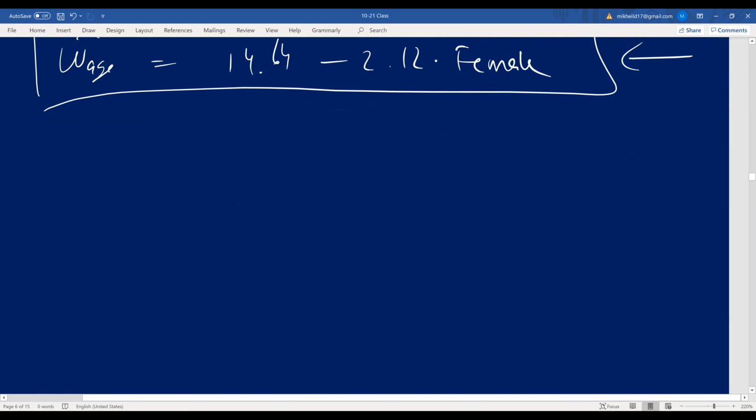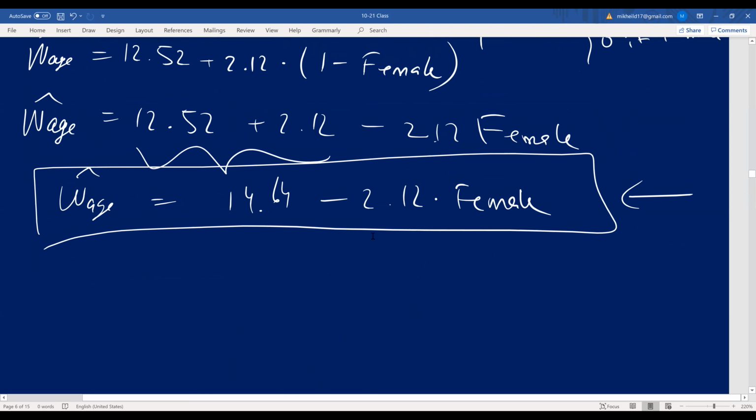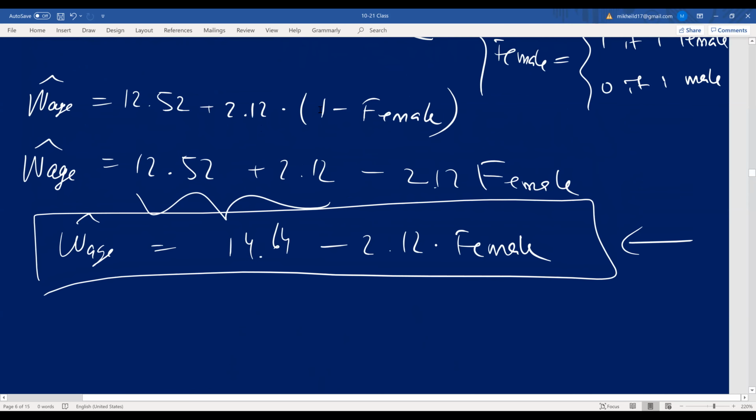Sir, I have a question. Sure. How did you get the 2.12 again? Why is it twice? Because this is like 2.12 times 1 minus 2.12 times female. Okay, got it. Thank you.